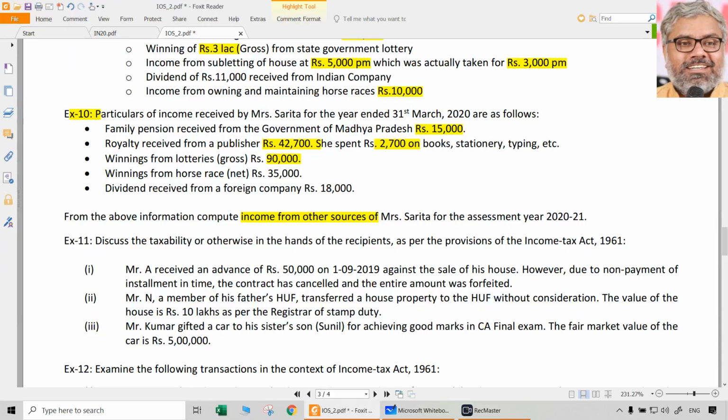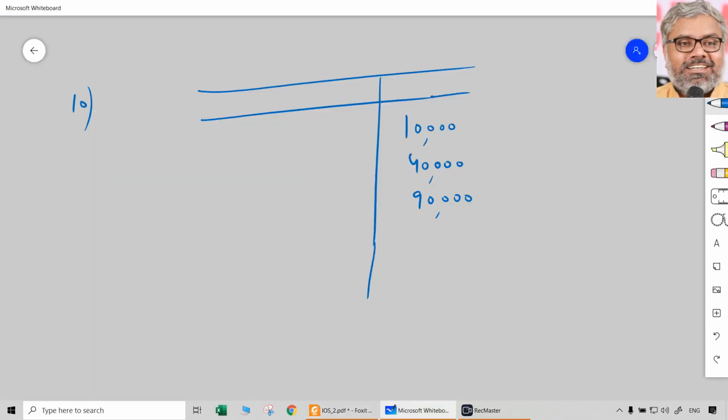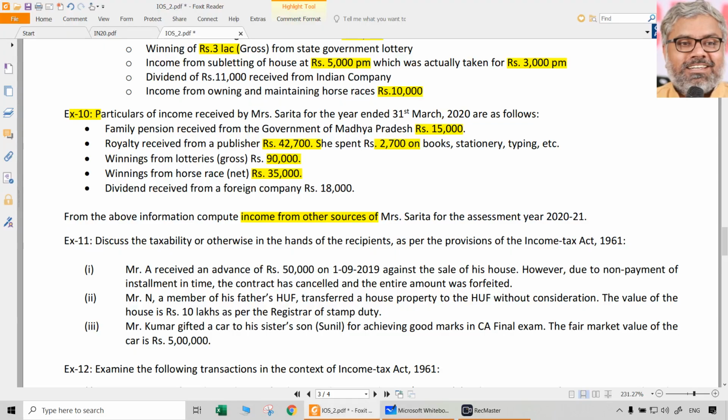But winnings from horse races net 35,000. See, net 35,000 means after TDS. So what is the formula there? Whatever received into 100 by 70. That means how much gross amount would have been earned? 50,000. Received is 35,000. Earned is not 35,000. Earned is 50,000. So 35,000 into 100 by 70. That is grossing up of casual income. We have to apply that provision.